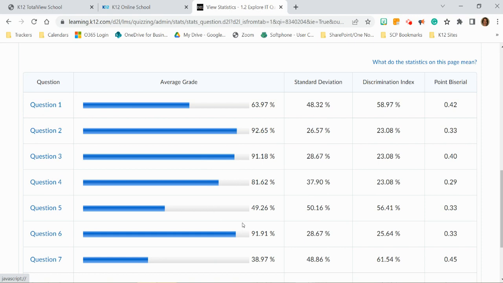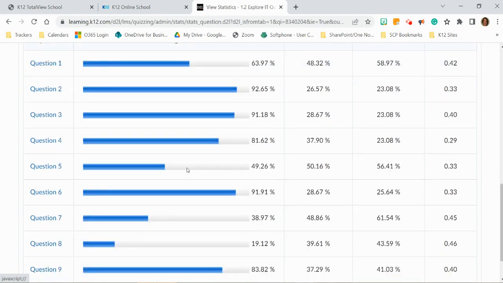So what I'm looking for is, for example, if you're crunching numbers for your interim and you want those top three questions, top three TEKS that your students did poorly on, I'm going to scroll through and look for those low numbers. So as I scroll through, I'm taking note here that question 5, they seem to struggle on.